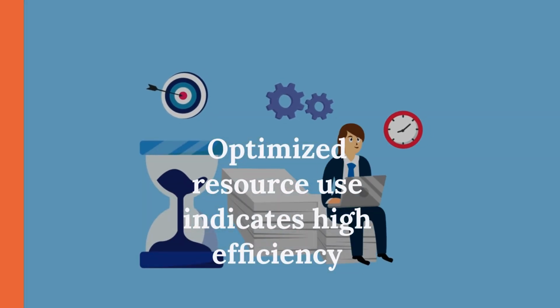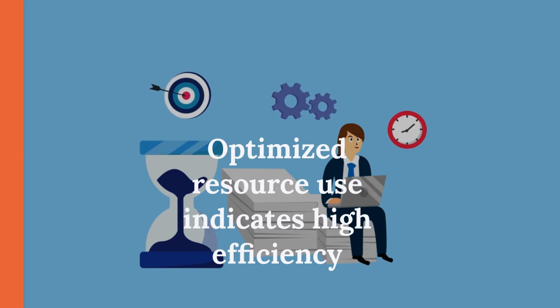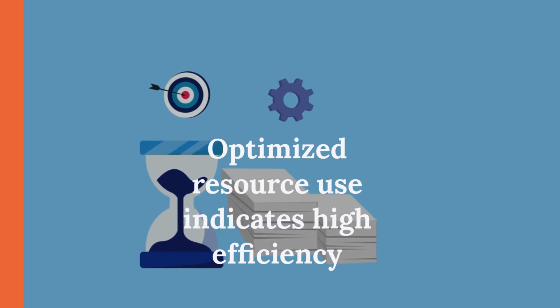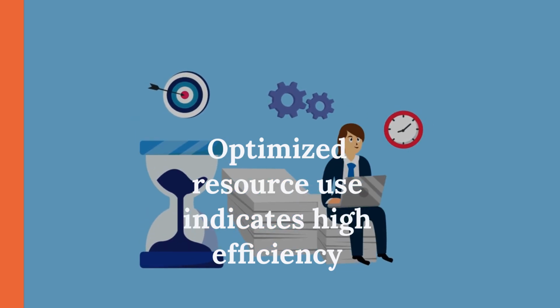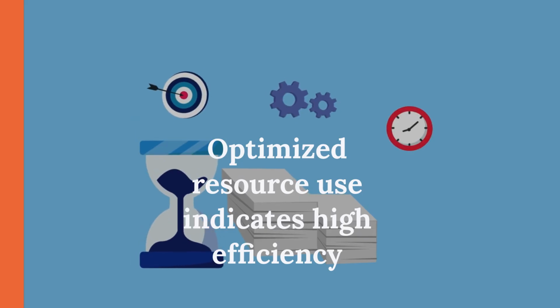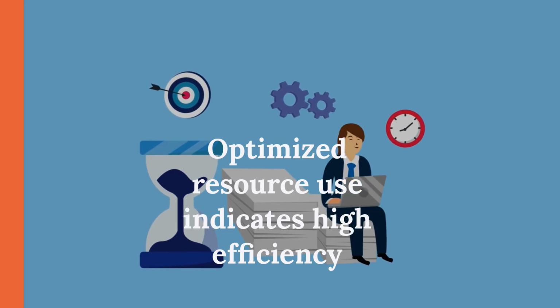Efficiency ratios measure resource management effectiveness. Inventory turnover shows stock replacement frequency. Receivables collection period assesses payment collection time. Payables payment period indicates supplier payment timing. High efficiency indicates optimized resource use.